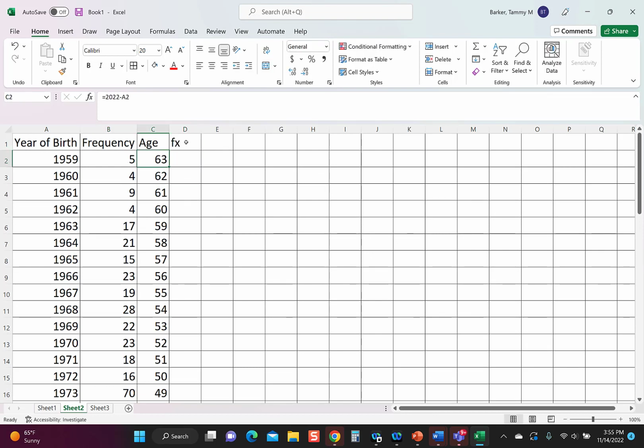So what this is, I'm going to take this 63 and multiply it by 5, because I had 5 people that are 63. So instead of adding 63 5 times, I'm not going to do it. I'm going to be lazy and have it do math. So I tell it equals, and I click on the cells I want to use, and then I say times, and then here's the other cell.